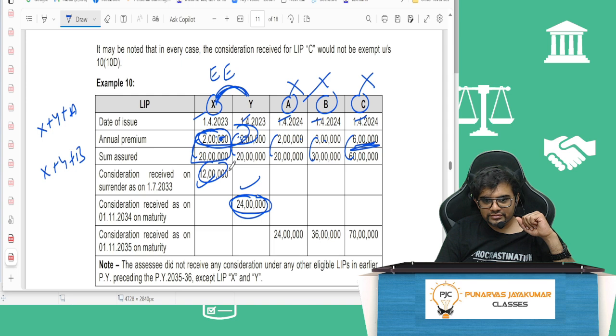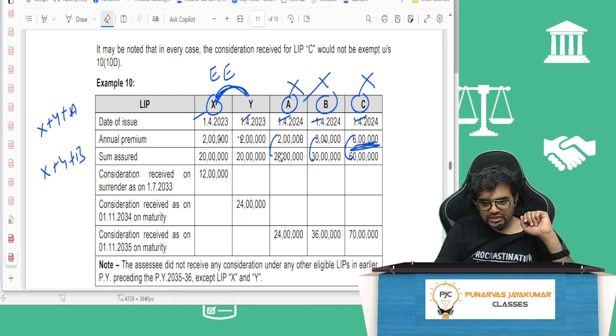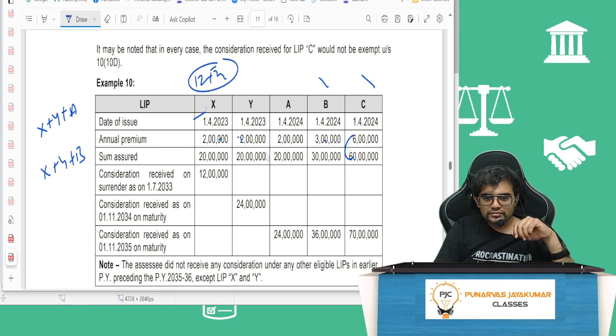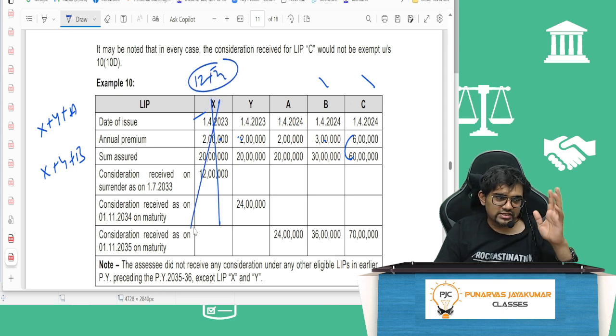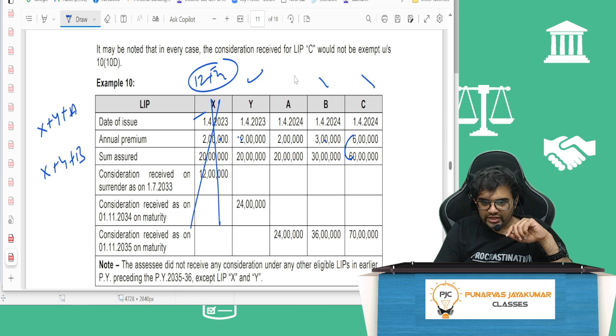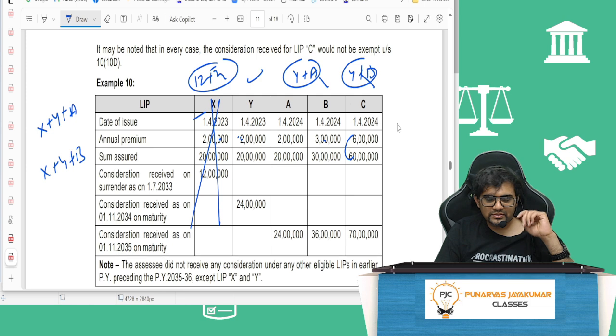On the other hand, you can ignore, that is one treatment. So in this example, you are getting how much guys? 12 plus 24. You can ignore this, surrender this exemption. You can take Y. Then you can either take Y plus A or Y plus B. Y plus C is not possible. Because 2 plus 2 is less than 5, 2 plus 3 is also less than 5. So you can take both exemptions, no problem.